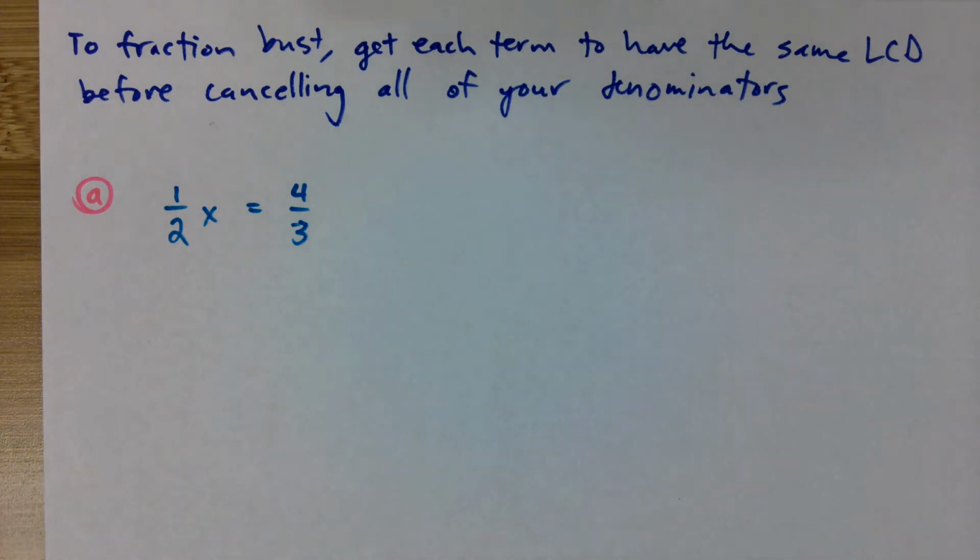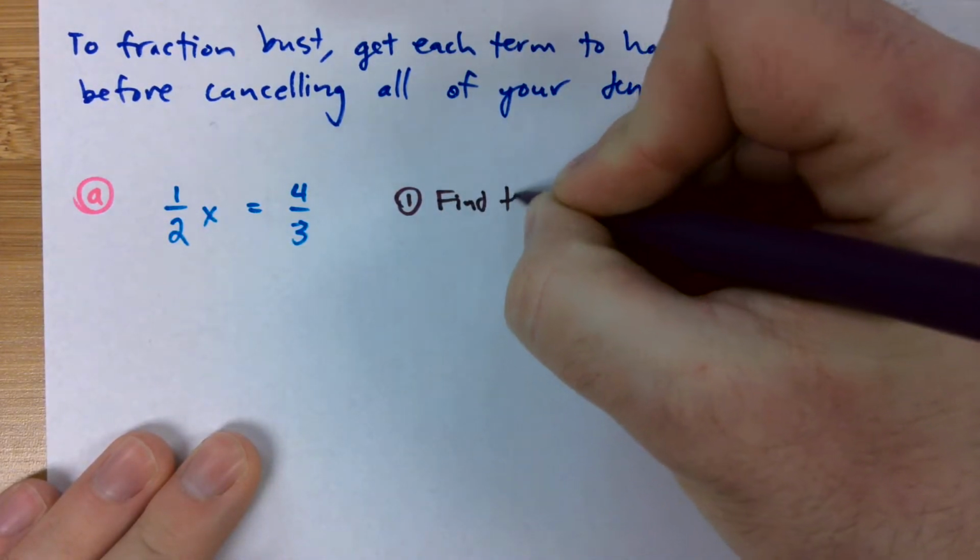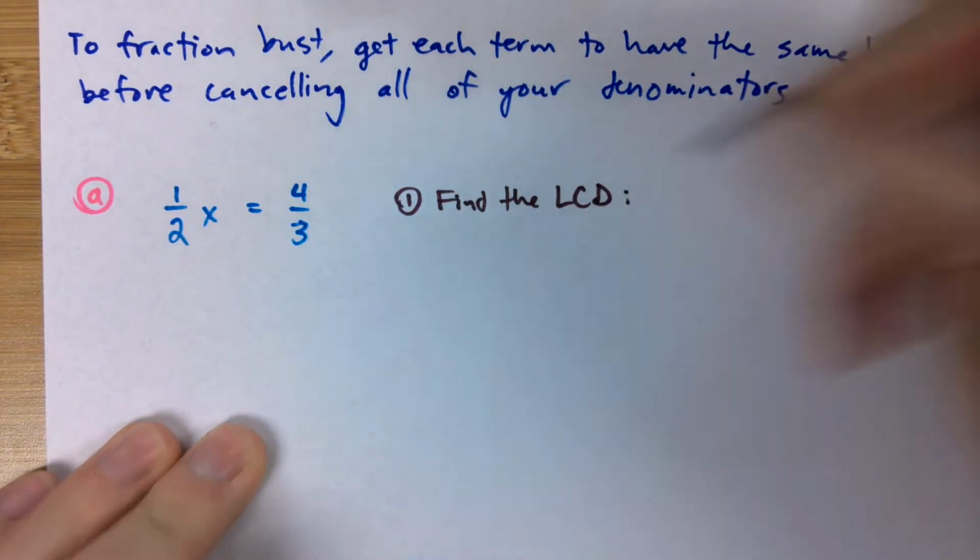Thumbs up if you got example A written down, ready to go. Okay, perfect. So we've got 1/2 x equals 4/3. The first thing we need to do is what? What do we have to find first? Just did a whole half worksheet on it. What do we have to find first? LCD. We got to find the LCD, right? If we're going to bust these fractions, we have to figure out what our least common denominator is going to be. So step 1 is going to be to find the LCD.